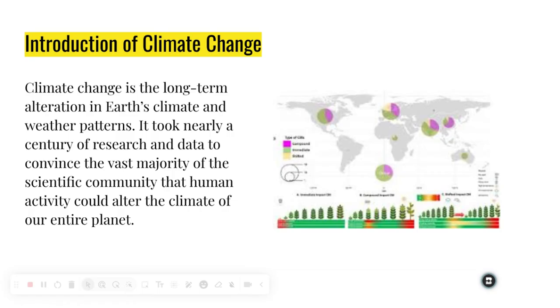So the introduction of climate change is a long-term alteration in Earth's climate and weather patterns. It took nearly a century, that means it took nearly over 100 years of research and data to convince the vast majority of the scientific community that human activity could alter the climate of our entire planet. And as you can see right here, this is a map of the climate change long-term alteration in the Earth's climate.